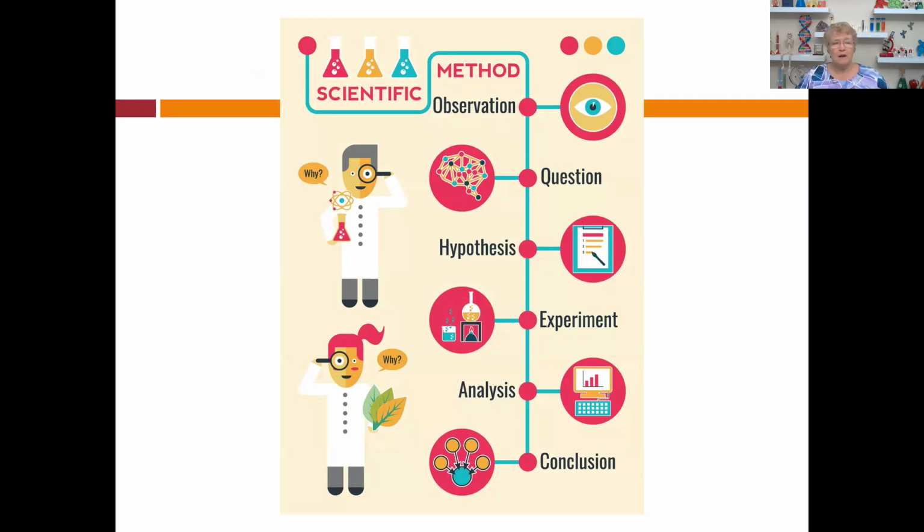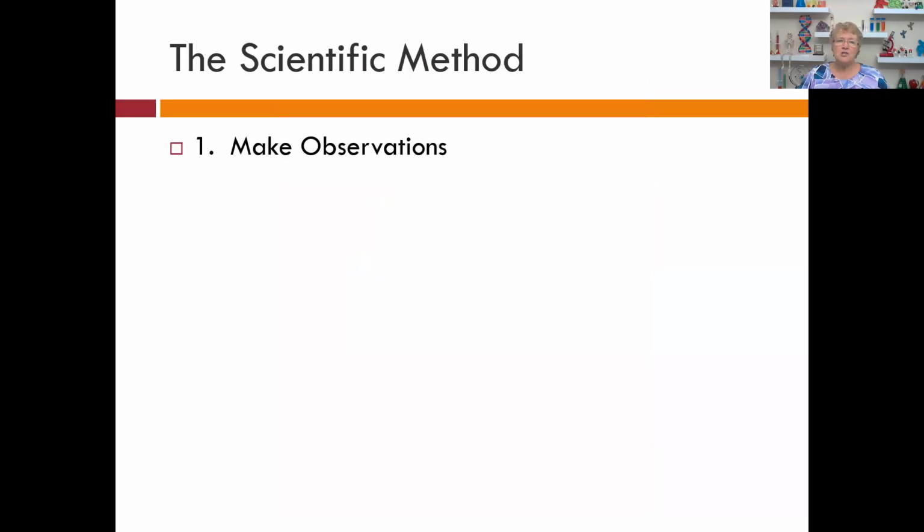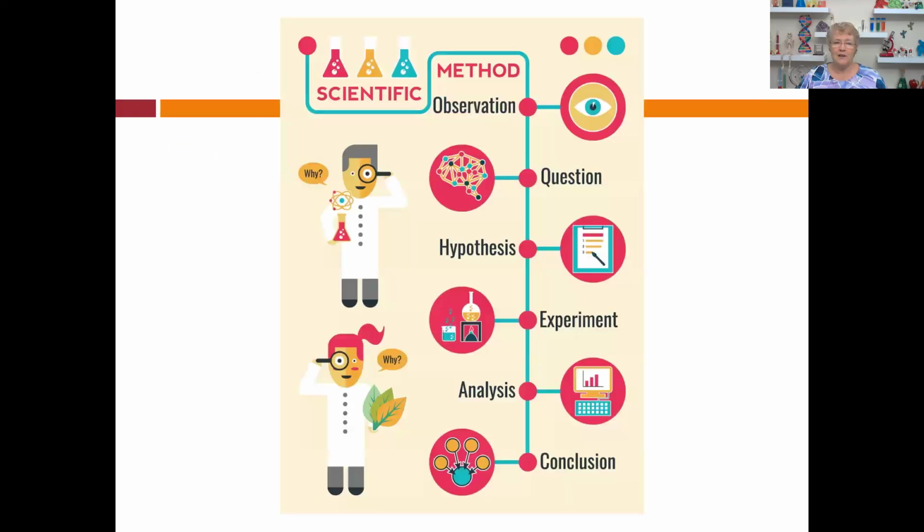There are the steps right there. Observe, question. Often right in here, it'll say research. You'll do some research. Hypothesis, experiment, analysis, and conclusion. So let's use a little simple, silly, cartoony kind of an example of how we would use the scientific method. So the first step in the scientific method, as we can see right here, is observation.